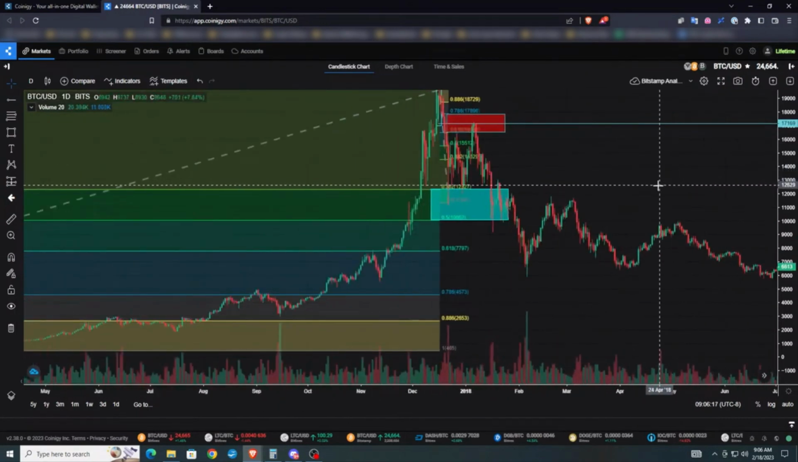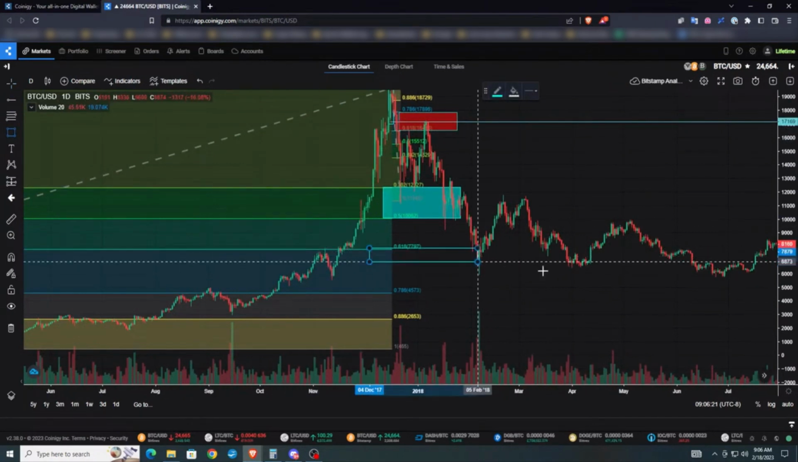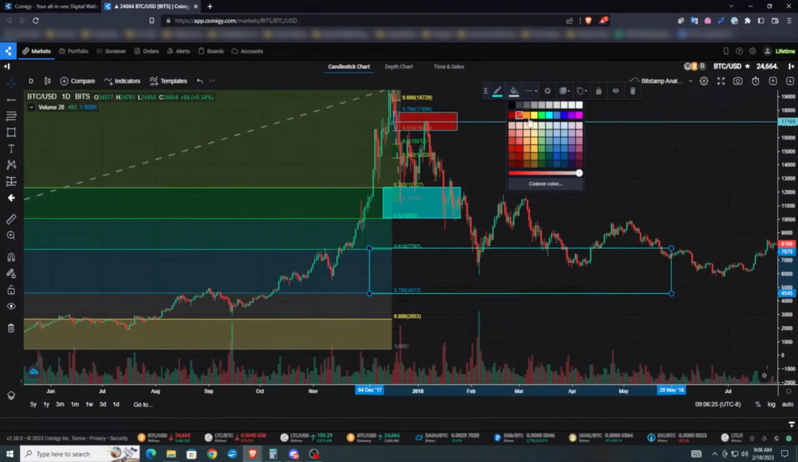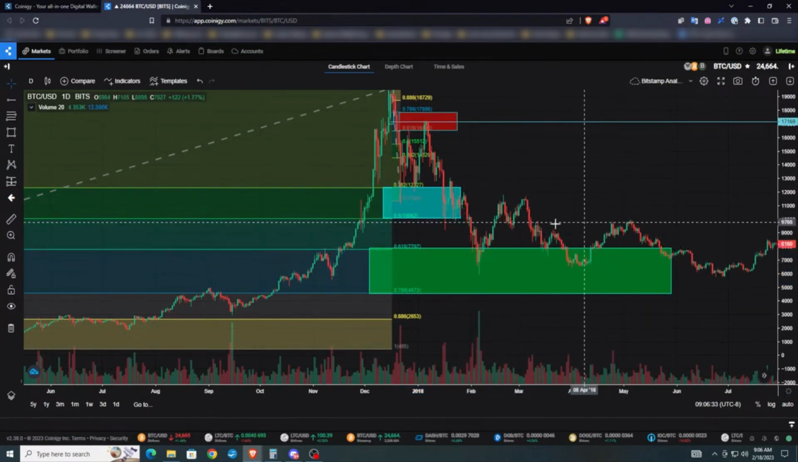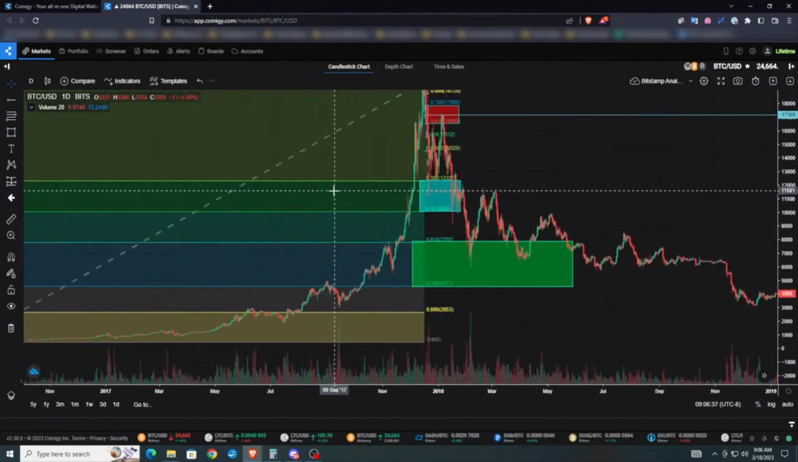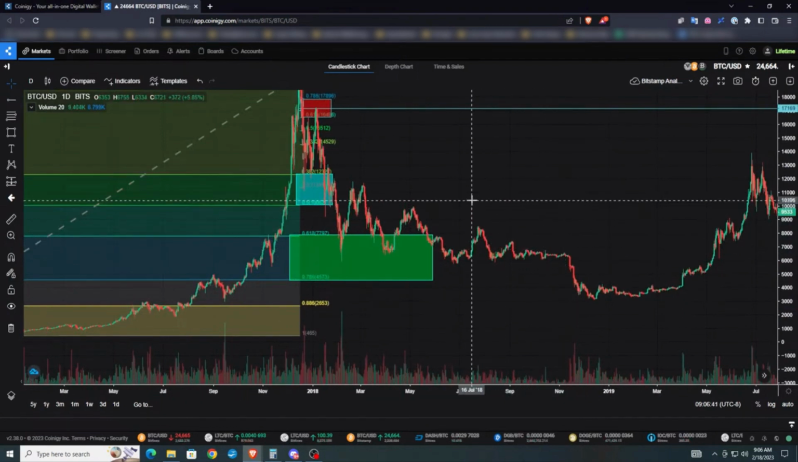Also notice too that the principle works going the other direction as well. So here is the reload long zone. And you see that as price dipped into this zone, buyers actually stepped back in and did some buying and pushed the price back up. And actually that zone lasted for quite some time, didn't it?